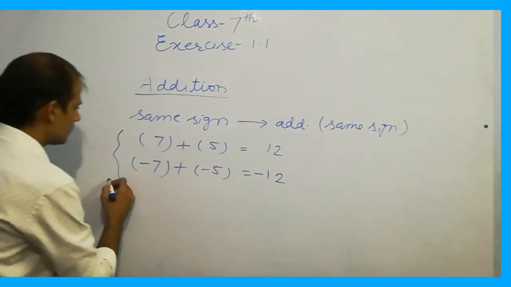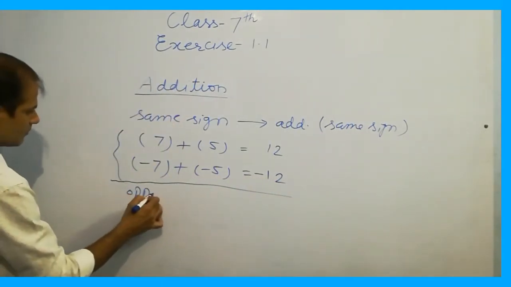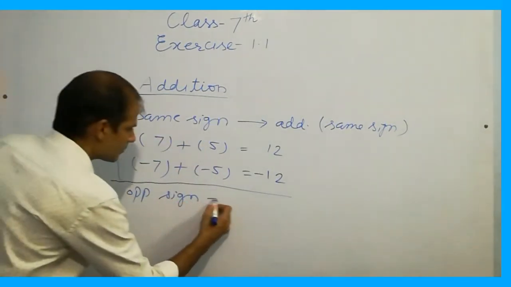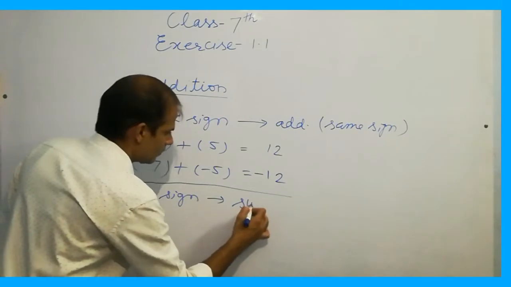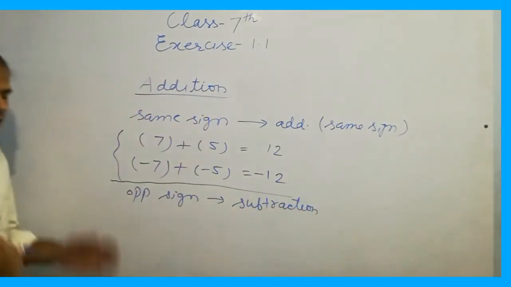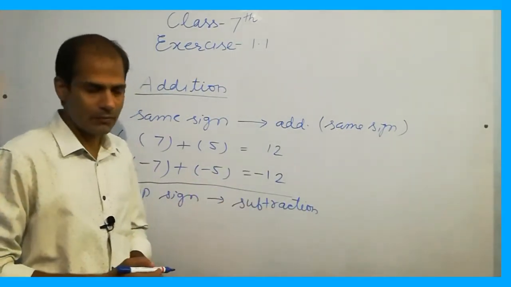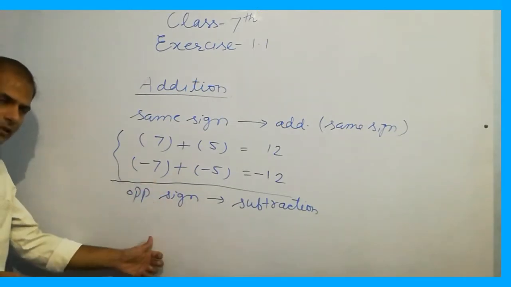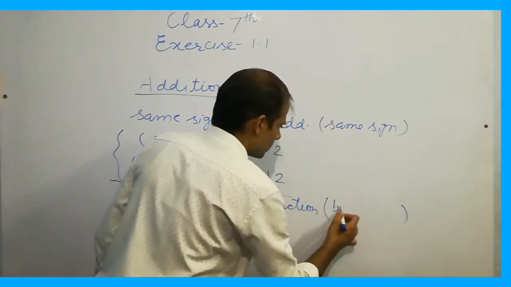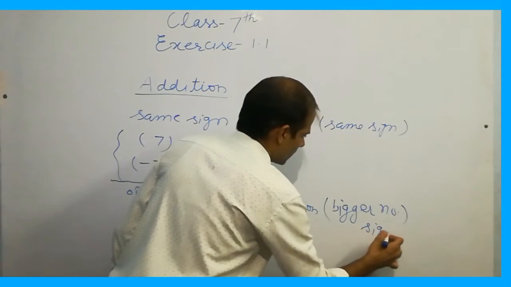But what happens when there are opposite signs? In this case you will perform subtraction. And what about the sign? What will be the sign of the answer? If both numbers have opposite signs, you have to perform subtraction, and the sign will be according to the bigger number.